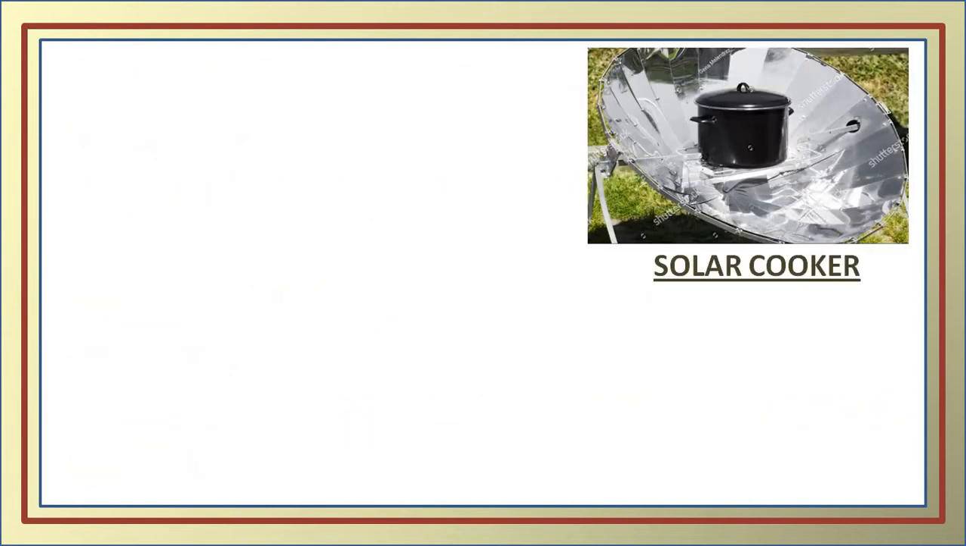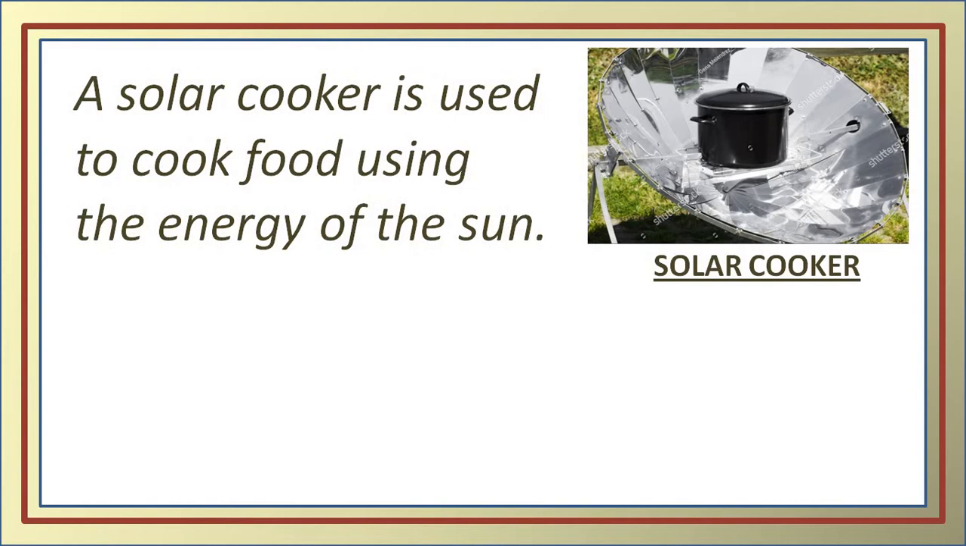So let's learn about the solar cooker. It's a type of utensil, you can say, which is used to cook food in the presence of sunlight. This solar cooker cooks food using the energy of the sun. While we are using this solar cooker, we are saving our other fuels.